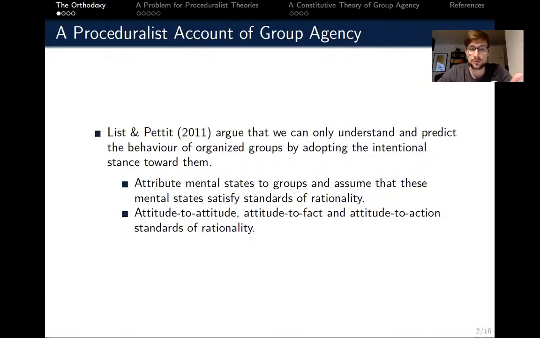On the one hand, it consists of attributing mental states to systems, such as groups in our case, and in a second part, in assuming that these mental states satisfy standards of rationality. Now, List and Pettit grouped these standards of rationality under three categories. So, attitude-to-attitude standards of rationality, for example, specify that a rational agent can't have inconsistent intentions. Attitude-to-fact standards of rationality specify that beliefs that we attribute to group agents must aim at truth.